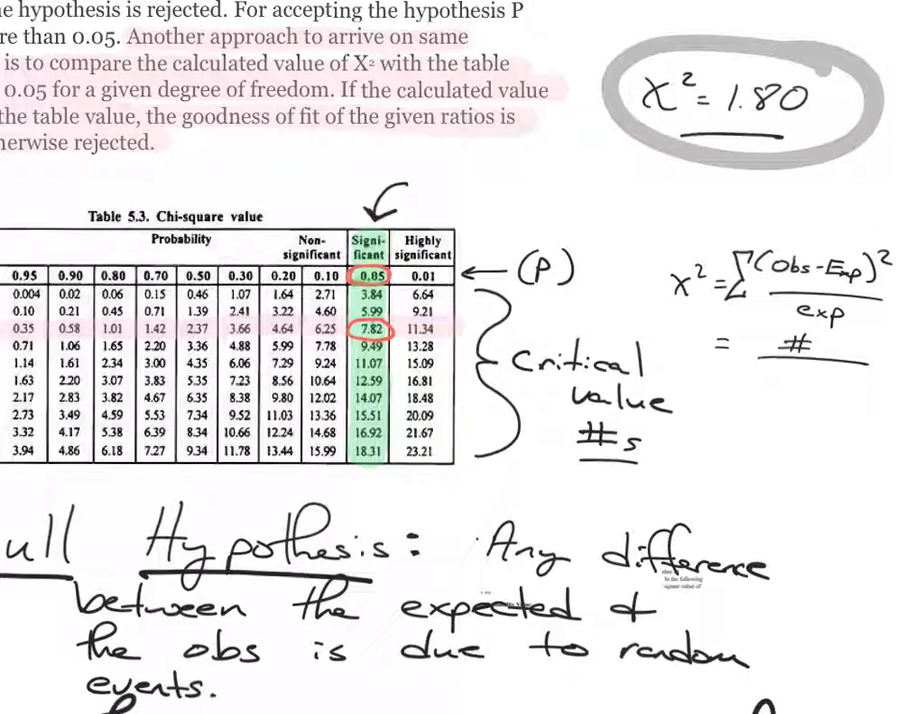but it's just not significant. If it was all the way up to 7.82, we could still say it's due to random error. So 1.8 is well within a value that's acceptable. Are we good with this idea?